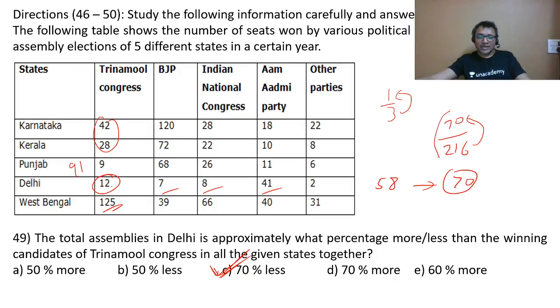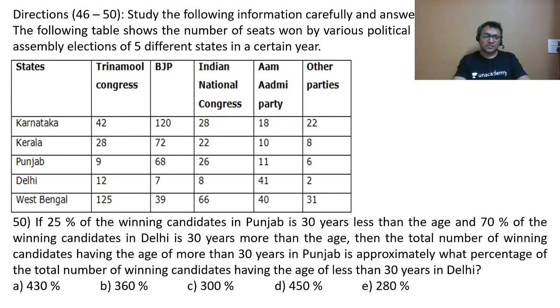As I said, if I take 7 upon 21, it becomes 1/3, which means 66% less, but because of 216, it is more than that less. So from the options, you can mark it as 70% less. You want approximately, it's not an accurate answer. Yes, normally you get options where the options are far apart, where you can approximate it.